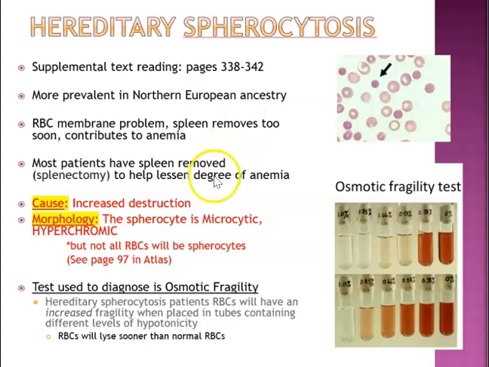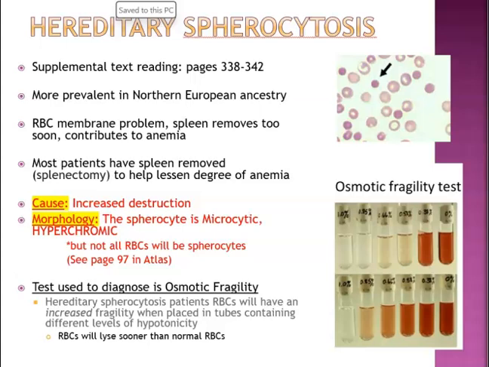The test to diagnose a patient with hereditary spherocytosis is the osmotic fragility test. Hereditary spherocytosis patients' red blood cells will have an increased fragility when placed in tubes containing different levels of hypotonicity. So basically, the red blood cells will lyse sooner than a normal patient's red blood cells.